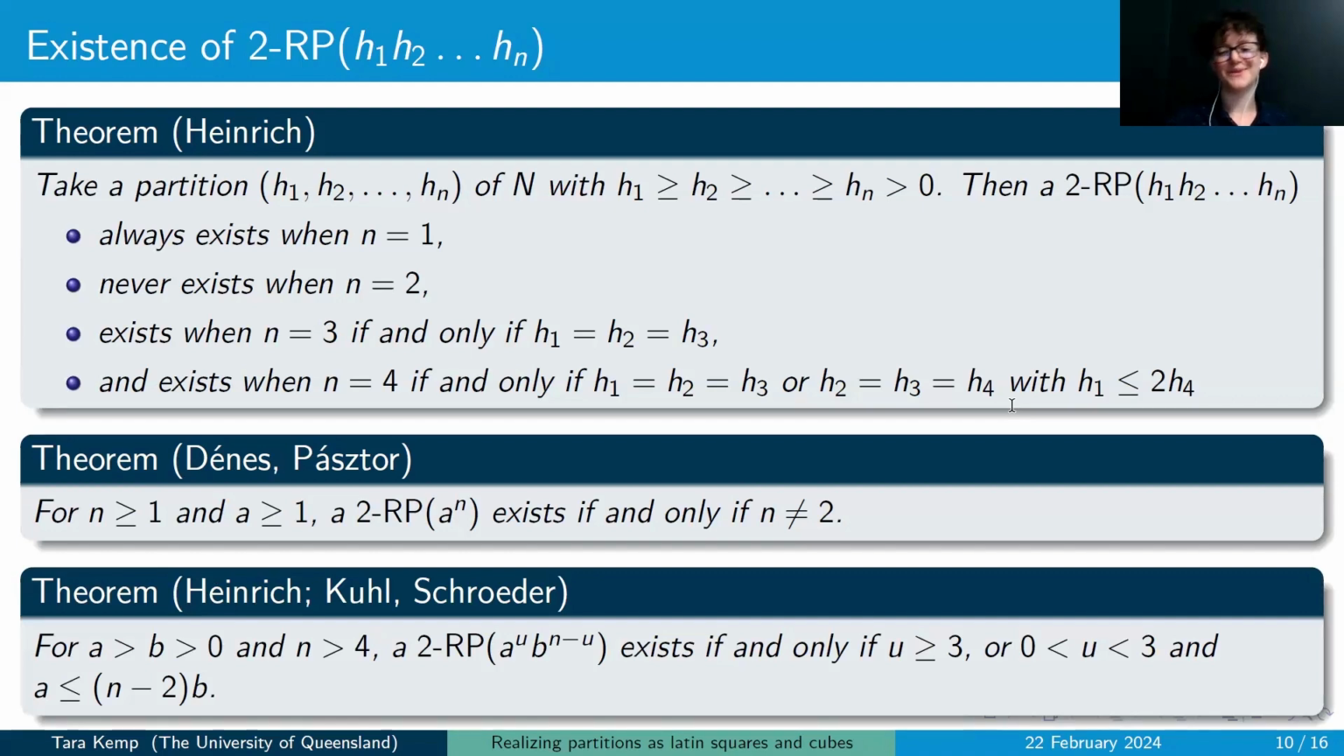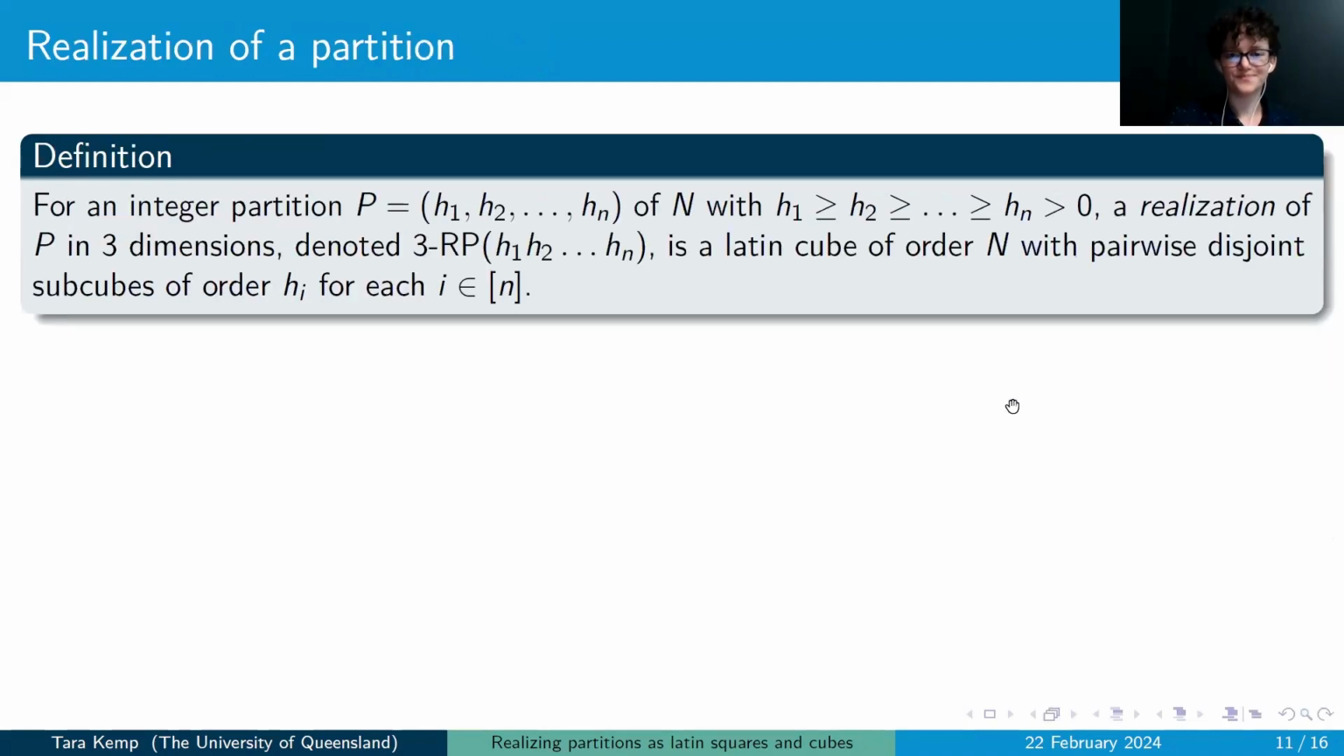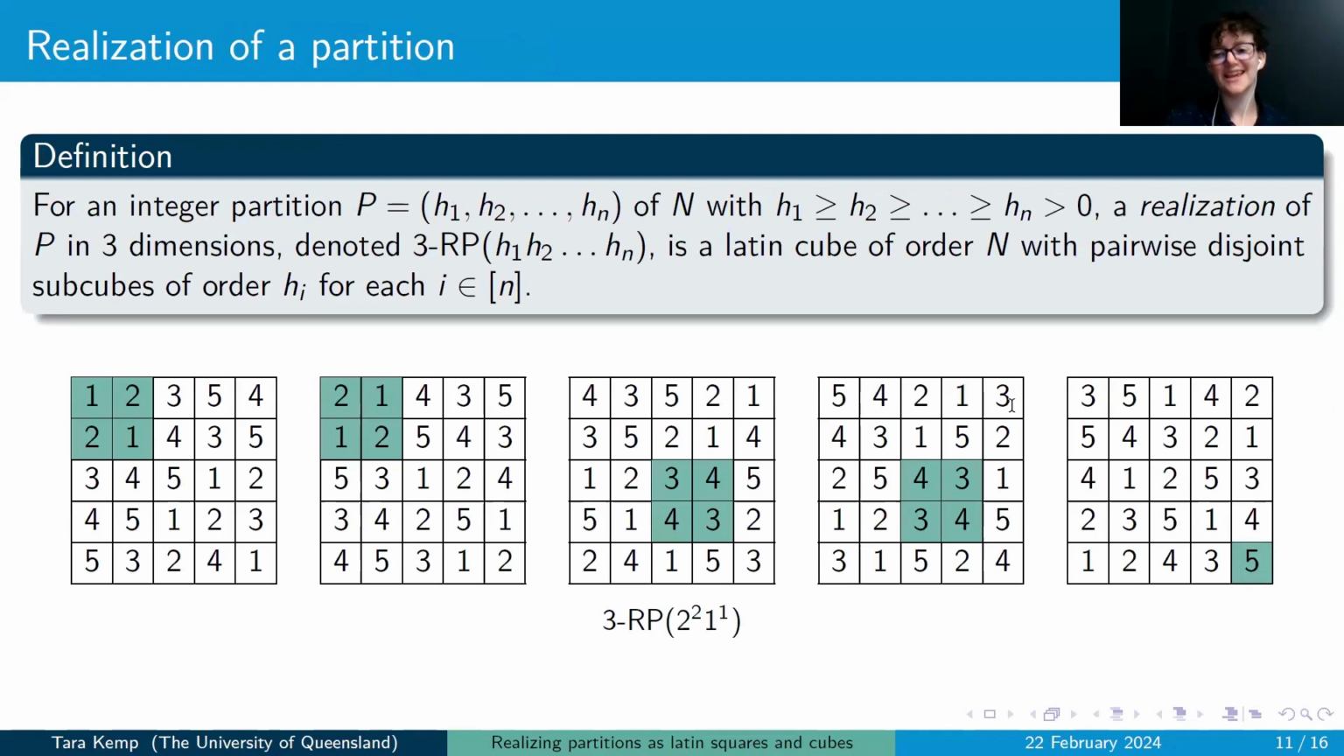But what we can do is extend this entire question into cubes. So like we had a square with subsquares, a realization in 3 dimensions is a cube with subcubes. So here's an example of that. Here's an order 5 Latin cube with the subcubes corresponding to 2, 2, 1. So there's 2 order 2 subcubes and 1 order 1 subcube.